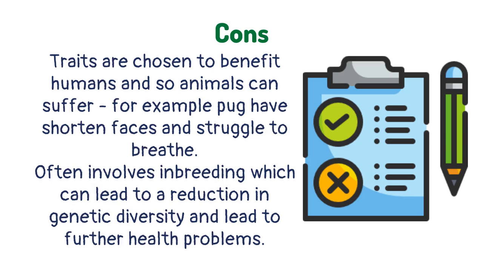There are pros and cons to selective breeding. Some cons are that traits are chosen to benefit humans, and so animals can suffer. For example, pugs have shortened faces and struggle to breathe. It often involves inbreeding, which can lead to a reduction in genetic diversity and lead to further health problems.